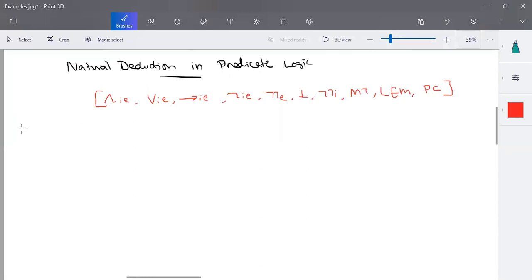So what are the quantifiers we have seen? For all x, there exists an x, and we also noted the equality condition. So for natural deduction in predicate logic, along with all these rules, we are going to have 6 more extra rules: for all x insertion and elimination, there exists x insertion and elimination, and equality insertion and elimination. In this video I'll just show you the rules alone, and in the next video I'll take some examples and show you how it is actually working.